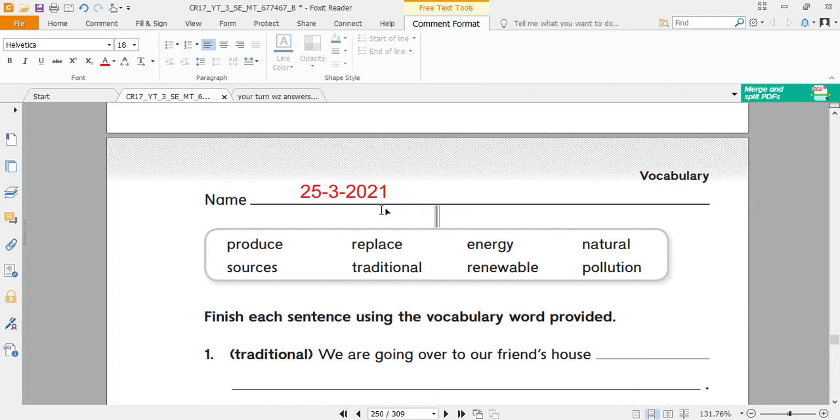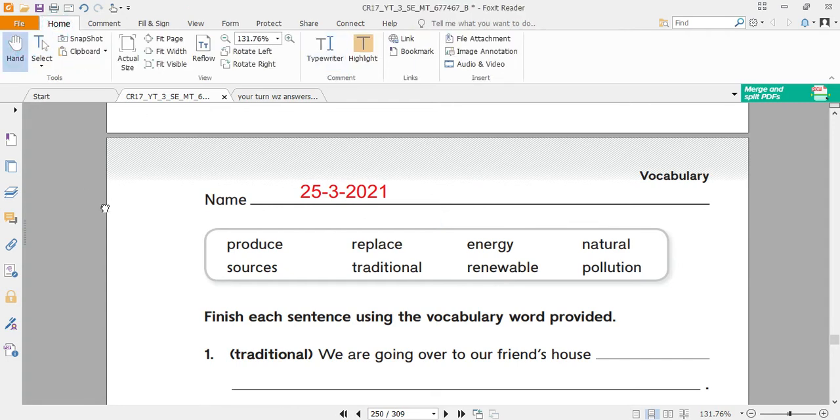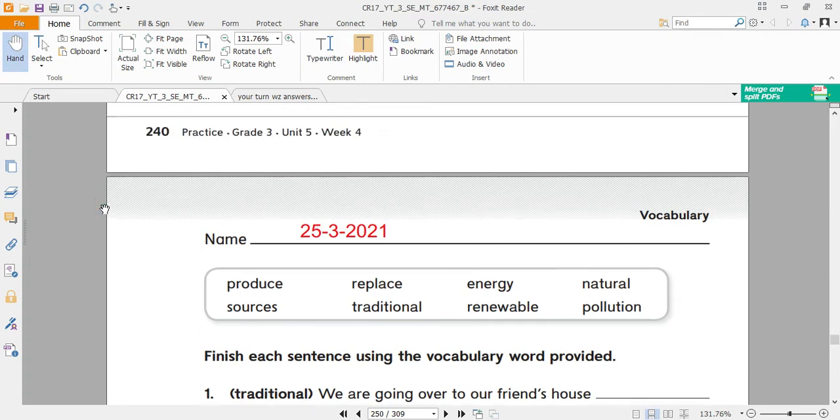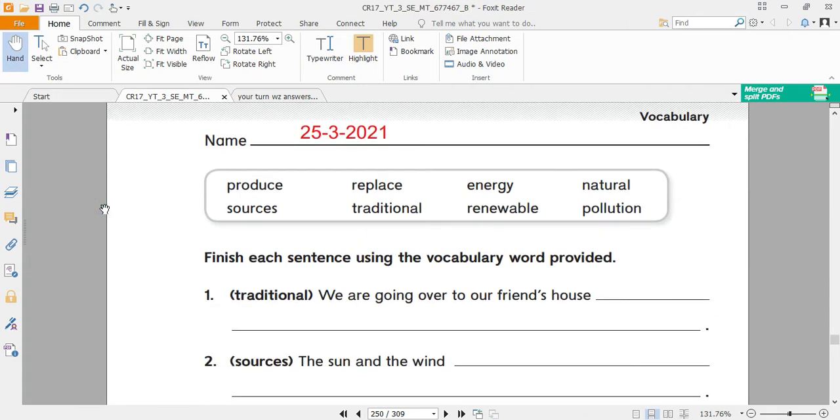It's practice time. We're going to have practice in the Your Turn book. So please take out your Your Turn books. Great. Open your books, page 241.